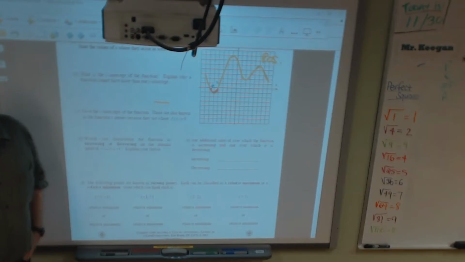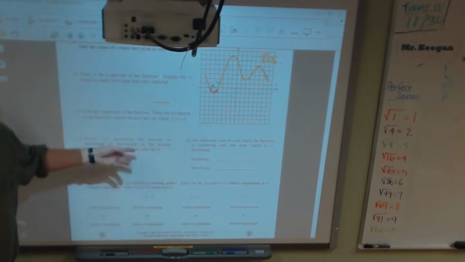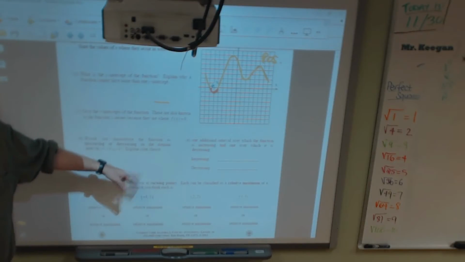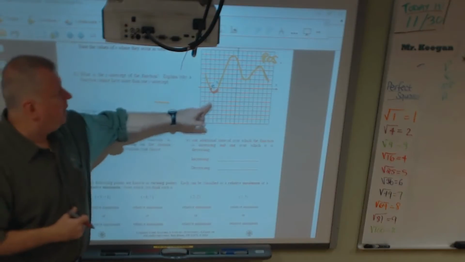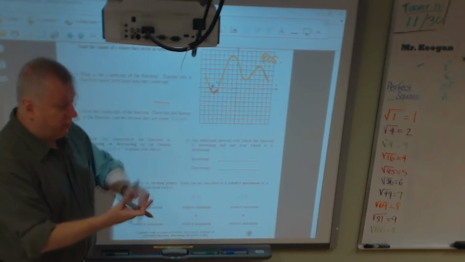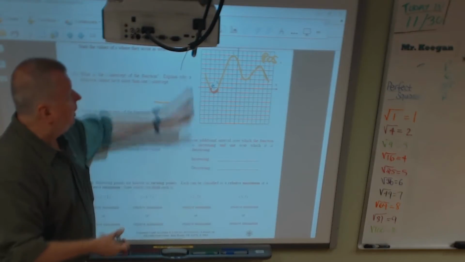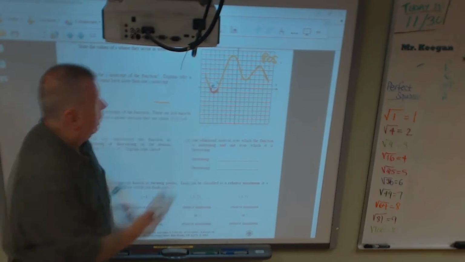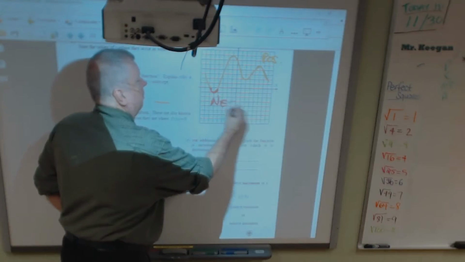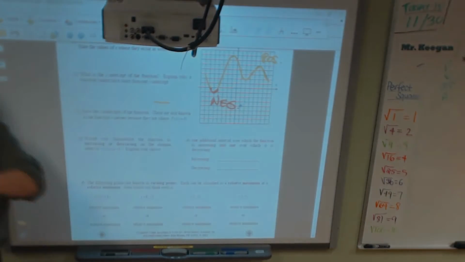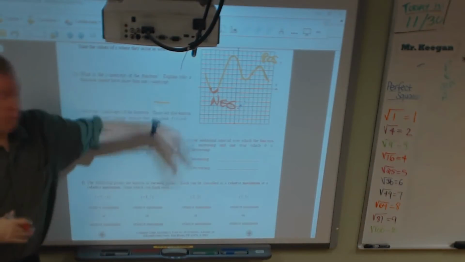They didn't ask this, but they're going to ask this, I think, on the other side or tomorrow. So I just figured I'd mention it. Some of the things they talk about are maximum and minimum values, increasing and decreasing, and also positive and negative. So positive is above the x-axis, and negative is below the x-axis.